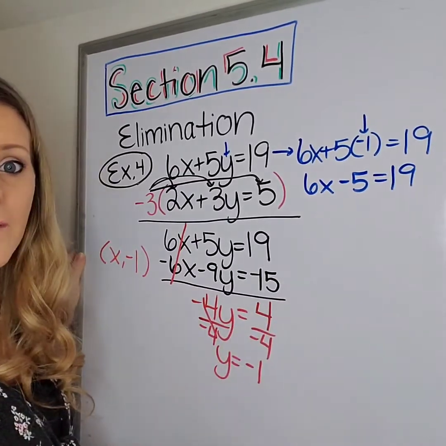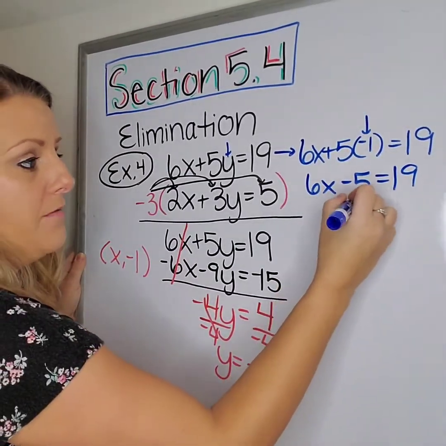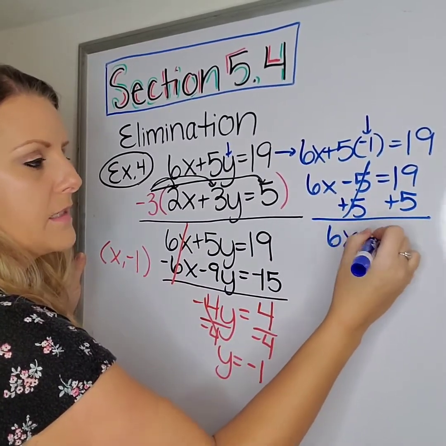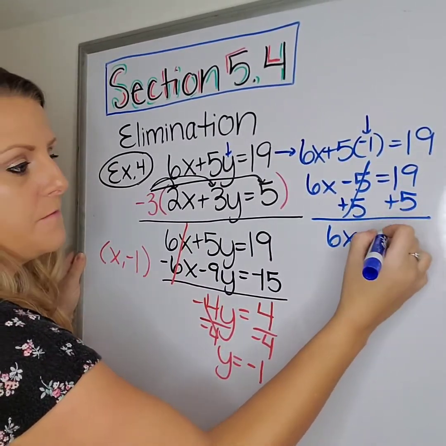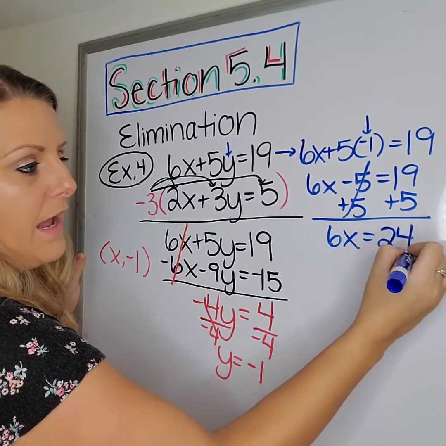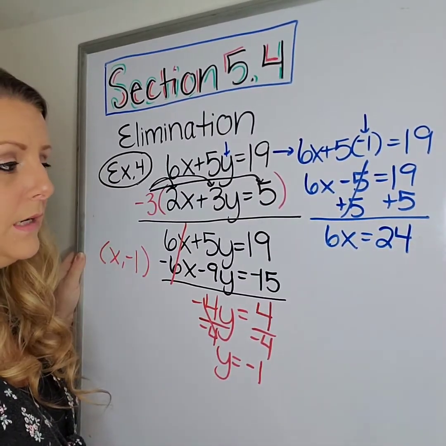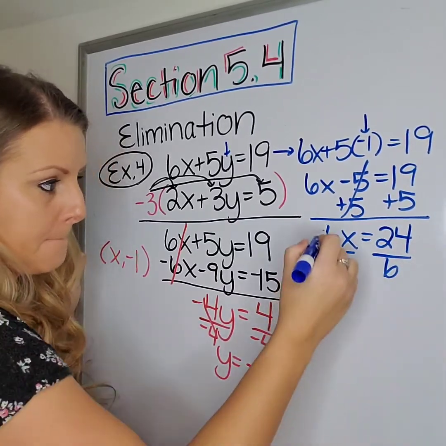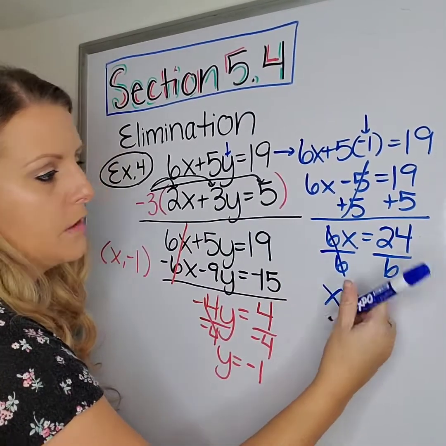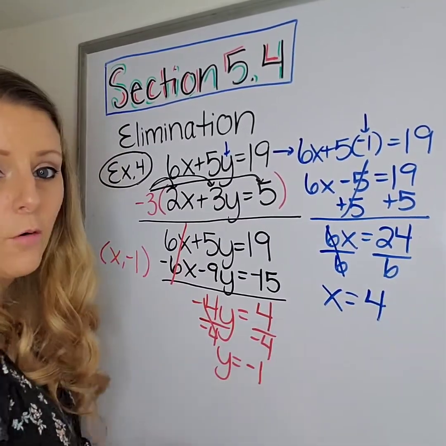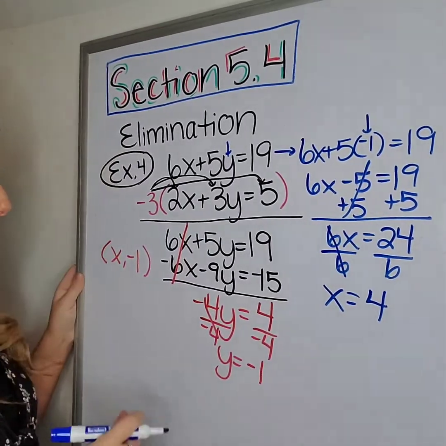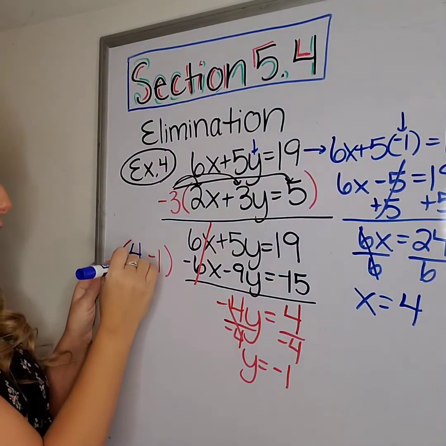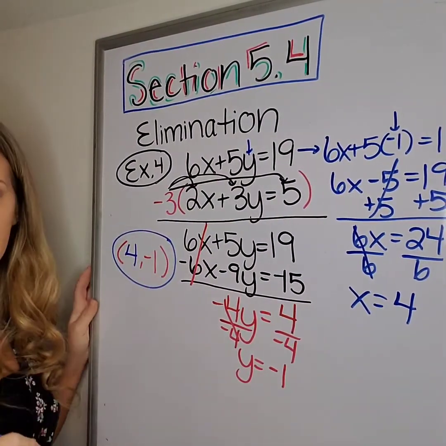I didn't change that. Get rid of the -5 by adding 5, the opposite. 6x equals 19 plus 5, which is 24. And the last step, divide by 6. These go away. 24 divided by 6 is 4. So now we found x equals 4. So now we can come over here and we can get rid of our x and put in a 4. And this is where the two lines cross.